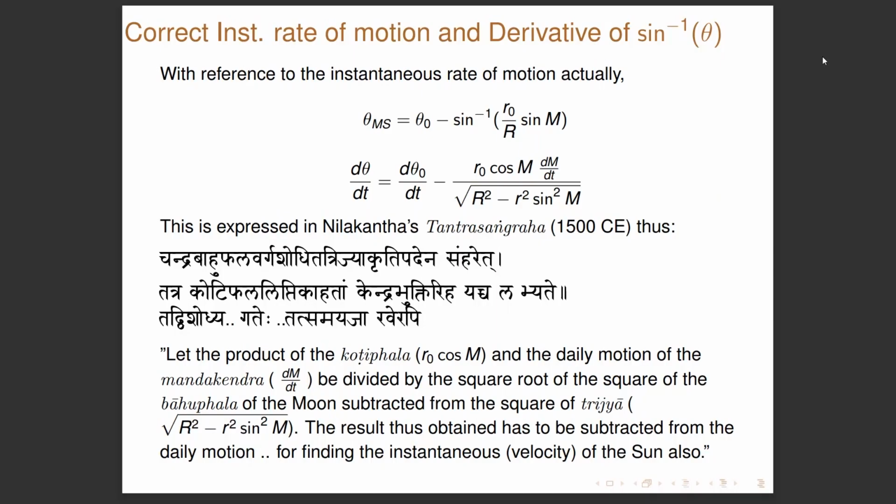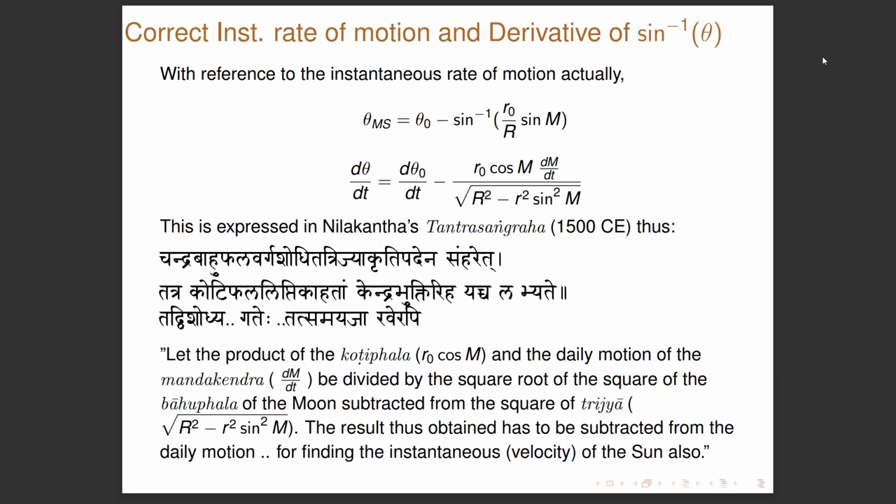Nilakanta himself is more accurate, and he gives this formula for the rate of motion. Of course, he will not say it like this, but he gives the rate of motion, which is equivalent to taking the derivative of sine inverse. It is not an easy thing. Even now, I think people find it slightly difficult to find d by dt of sine inverse. But he has given this in 1500.